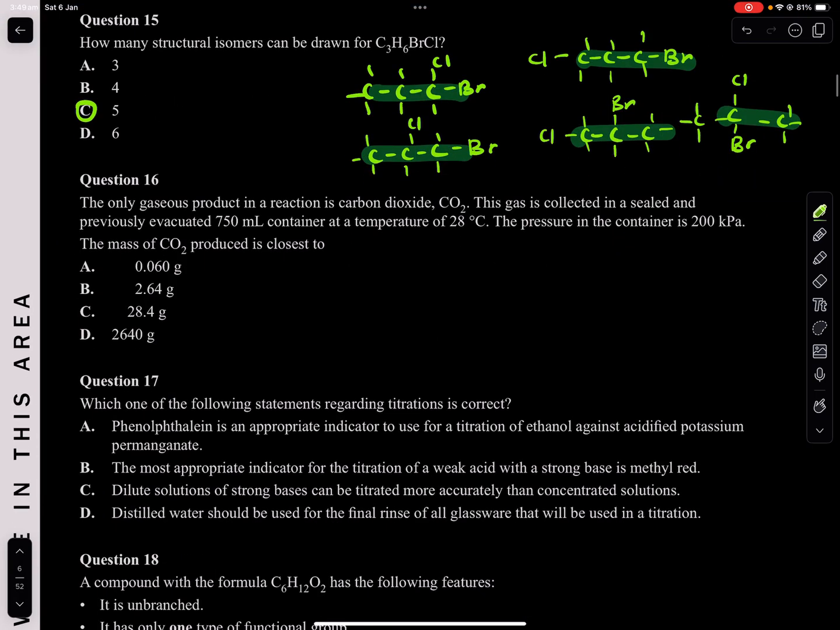Next question, 16. The only gaseous product in a reaction is carbon dioxide. This gas is collected in a sealed and previously evacuated 700 milliliter container at a temperature of 28 degrees Celsius. The pressure in the container is 200 kilopascals. The mass of CO2 produced is closest to what? Beautiful question. You should straight away know which formula to use here: PV = nRT, the gas formula. In this case, we want to calculate n, the moles.